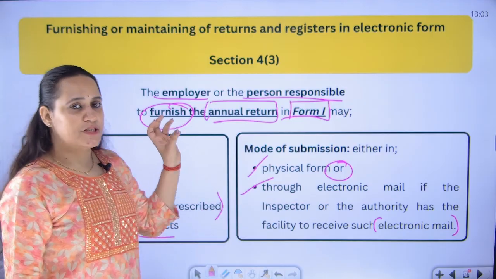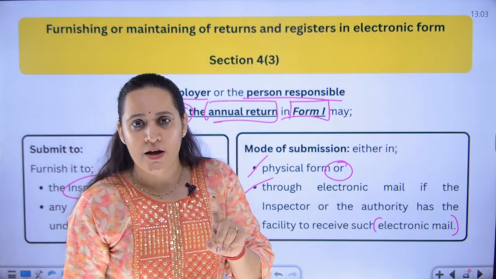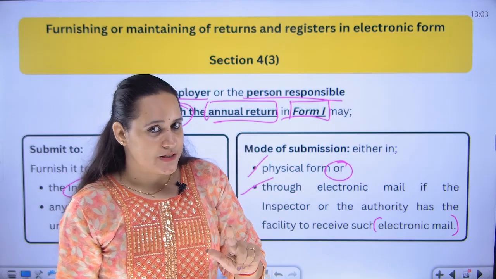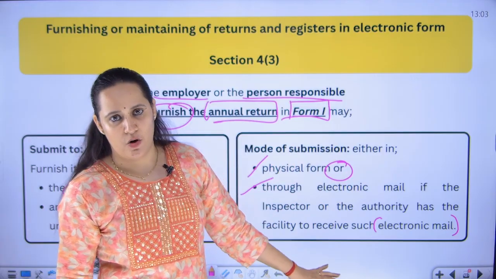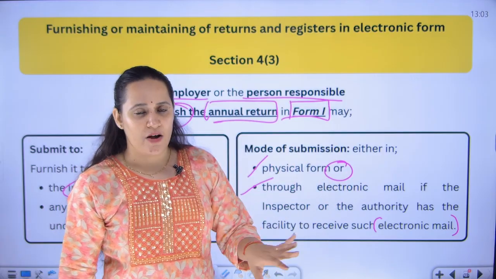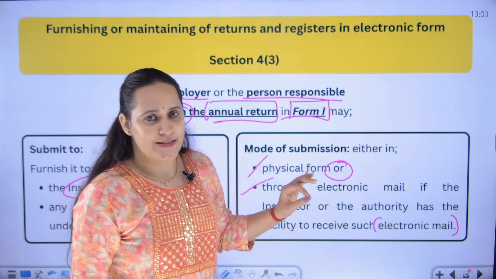So section 4 subsection 3 says that annual returns are required to be filed in Form 1 before the inspector or any other prescribed person, and it can either be filed in physical form or in electronic form. Electronic form means they do not have a website. You are just going to get an email ID, and on that email ID you can send it.